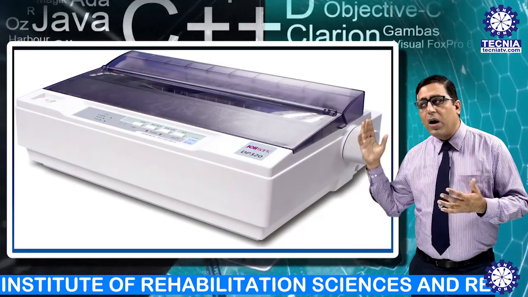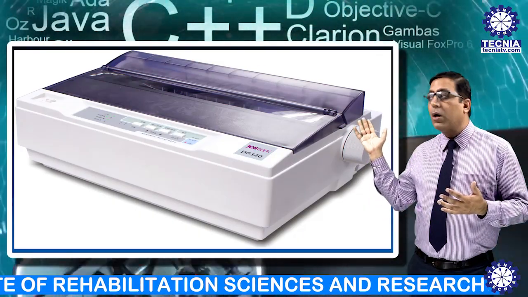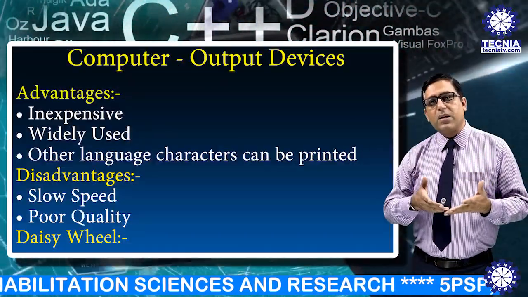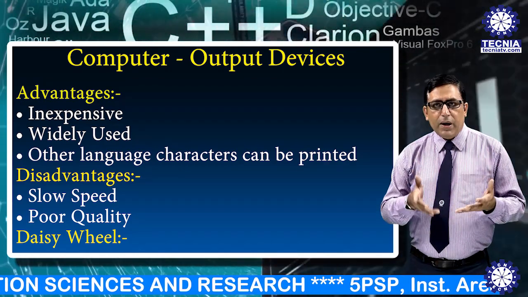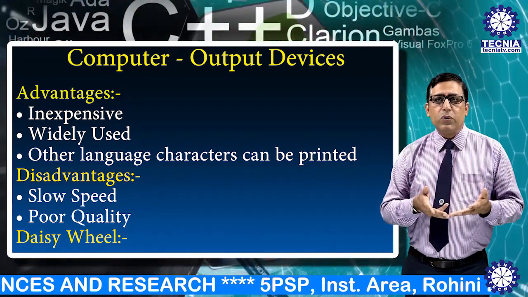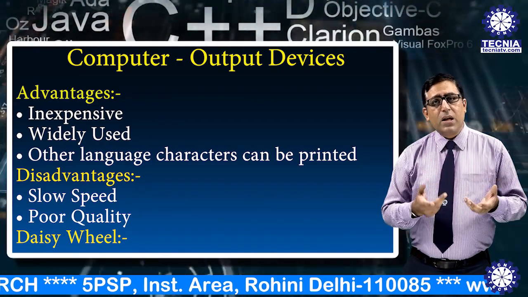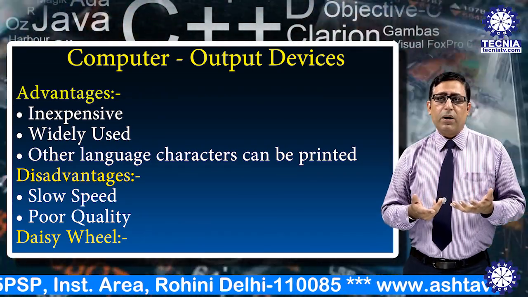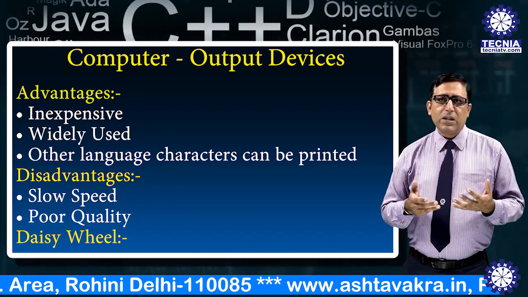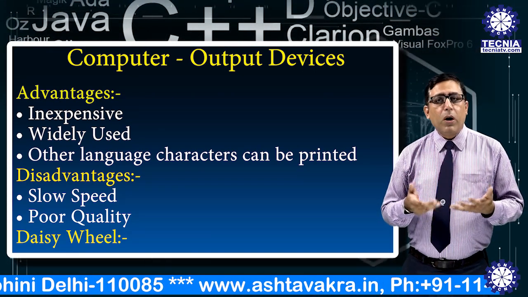Now you can have a look at how the dot matrix printer looks. Now we are discussing the advantages. It is inexpensive, widely used. Other language characters can be printed. Now we are discussing the disadvantages of this printer. That is, it has very slow speed and poor quality.